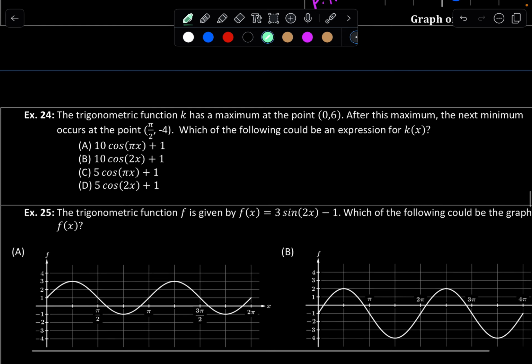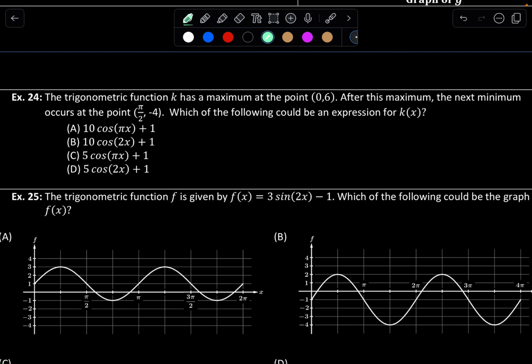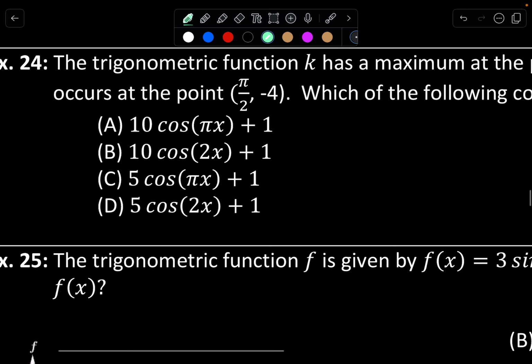So example 24, the trigonometric function k has a maximum at point (0, 6). After this maximum, the next minimum occurs at point (pi/2, -4). Which of the following could be an expression for k of x? So the multiple choice, it's a game. You're going to be given a lot of information that isn't going to be very useful.